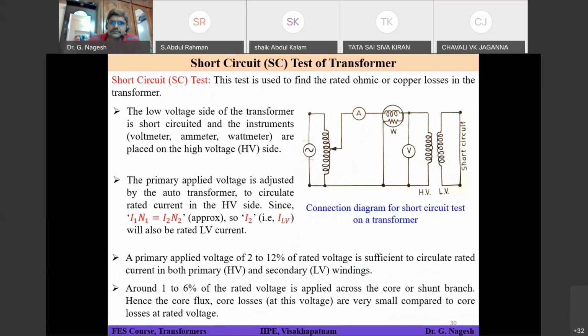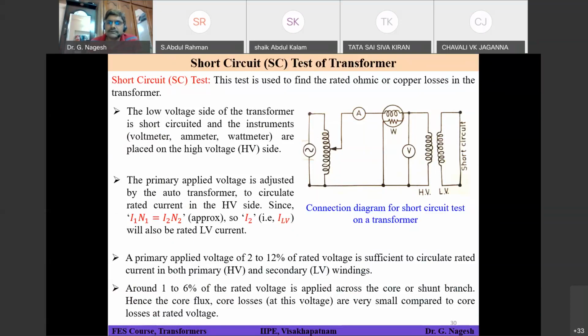But when you are performing the short circuit test, our objective is to find out the copper losses at full capacity, or the copper losses when the transformer is fully rated. That means your objective is to find out the copper losses at rated current. Copper losses at rated current is given by a general formula, which is I_FL whole square into the equivalent resistance of both the windings.